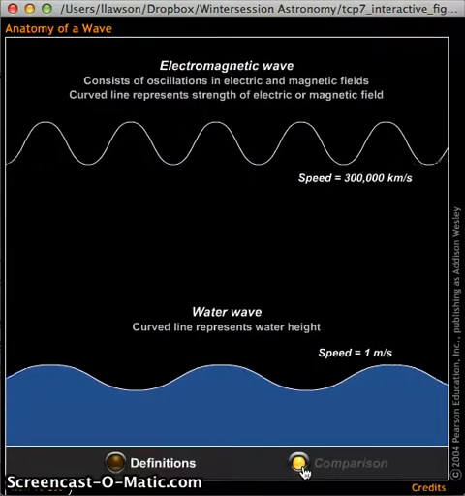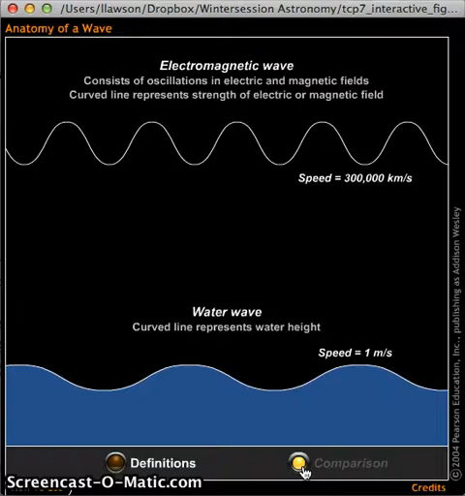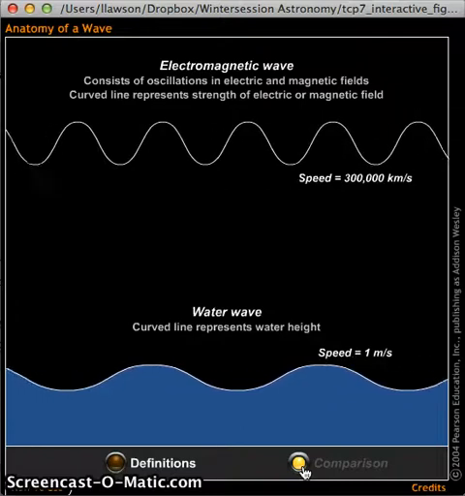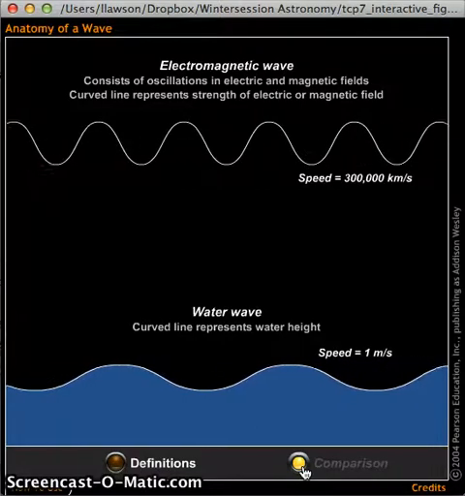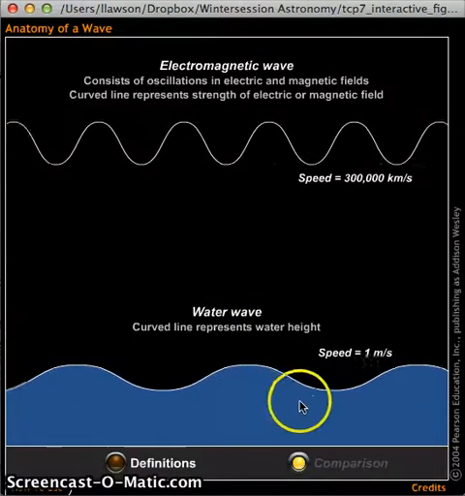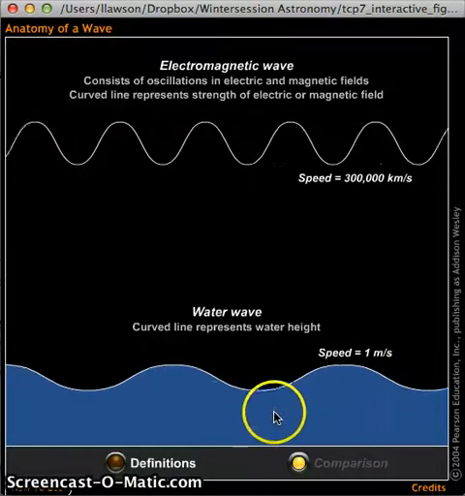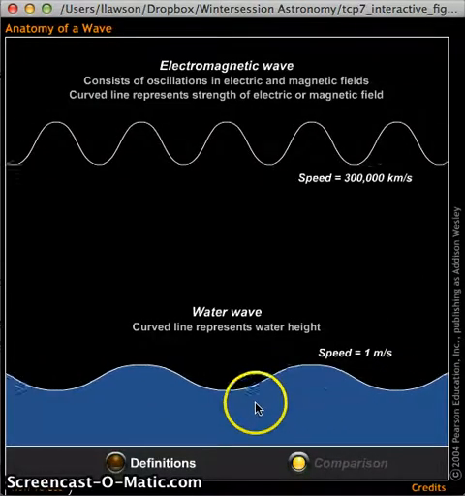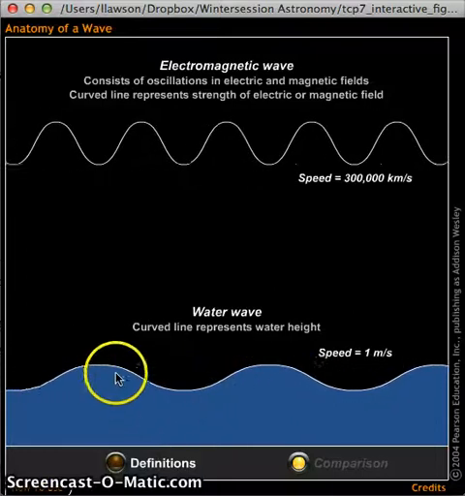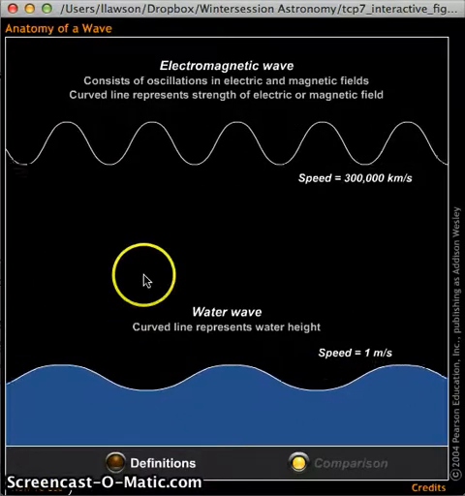And one last thing, let's just look at a comparison between the electromagnetic waves, which is the light that we're studying, and a water wave. The water wave is really easy for us to understand. We think of the waves in the ocean, for instance, and the waves are passing us at a very slow speed. It's the water that's actually disturbed in a water wave.